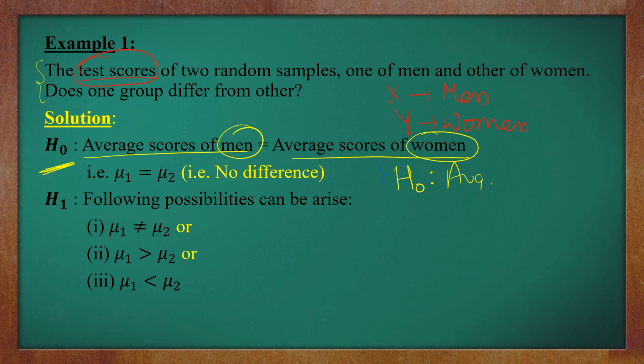The complete data is not given to you. So on the basis of this example, what possible cases can arise in the alternative? Obviously, both are not the same. Might be the average score of men is greater than the average score of women, or the average score of men is less than the average score of women. So any one of these three possible cases can arise in the alternative hypothesis.